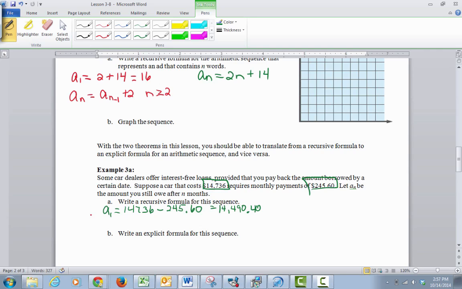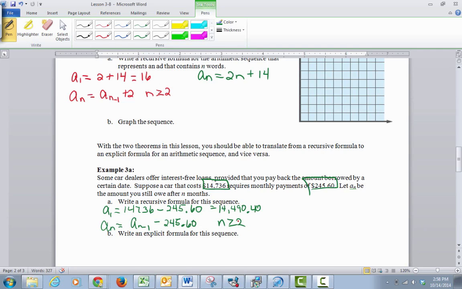Okay, now A sub n. What's my next one going to be? Remember, we're looking at recursively, so what do I always have to look at? My last one, so it's going to be my A sub n minus 1. And then what am I going to do to that? Subtract 245.60, because that's how much I'm paying each month to pay off my loan. Okay? And this is for all n greater than or equal to 2.